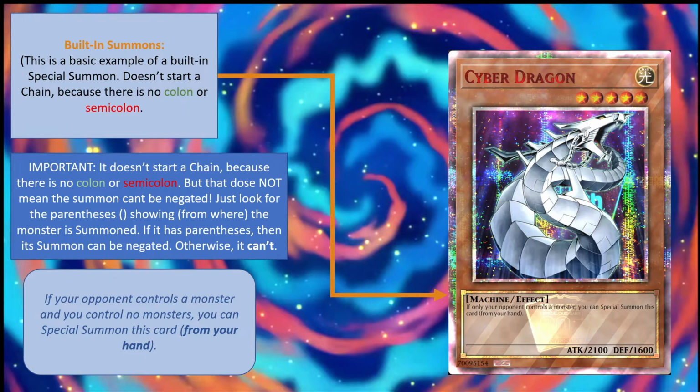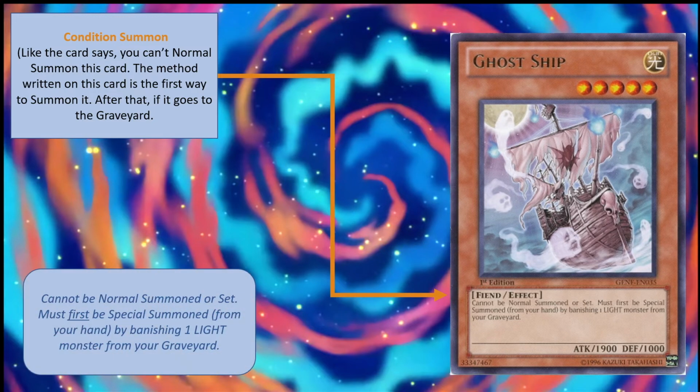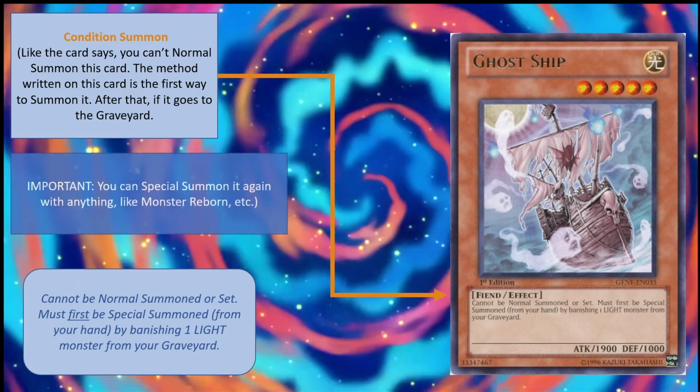So if we look at another example, as in Ghost Ship. This is a conditioned summon. What this means is it cannot be normal summoned, and if we look at the effect, it says cannot be normal summoned or set, must first be special summoned from your hand, again in brackets, by banishing one Light monster from your graveyard. So the method is written on the card and the first way to summon it. After that, it goes to the graveyard. So what this means is you can special summon it again with Monster Reborn.